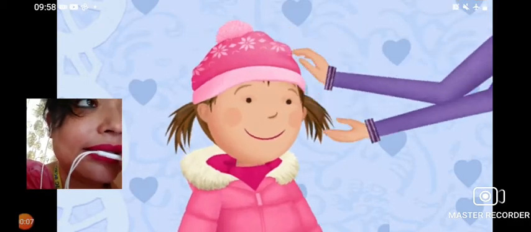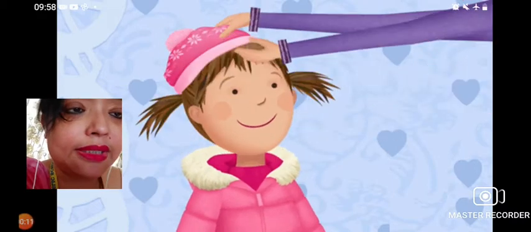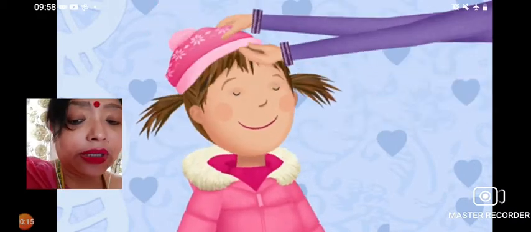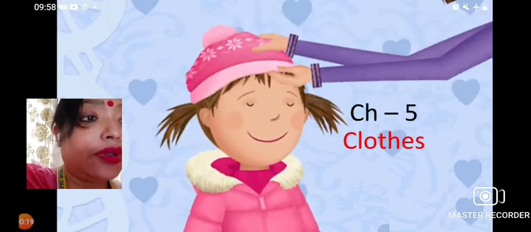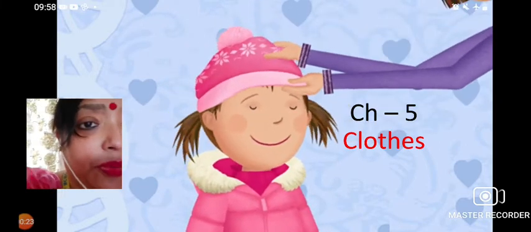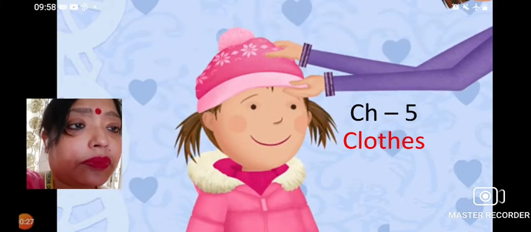Yesterday we had started the new chapter that is cloths. So today also we will continue with the chapter. Today mainly we will learn about the cloth fibers. The chapter you are doing now is chapter 5 of your book, that is the cloth.